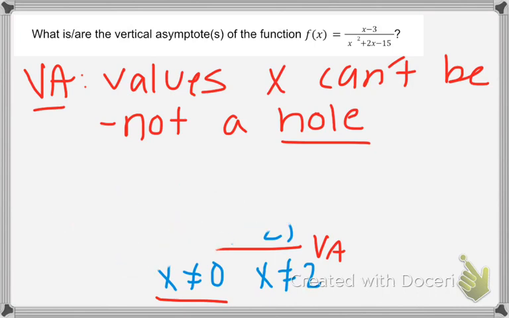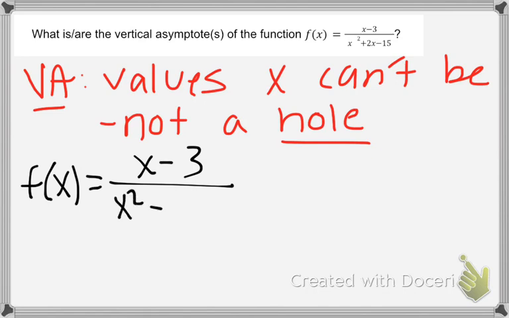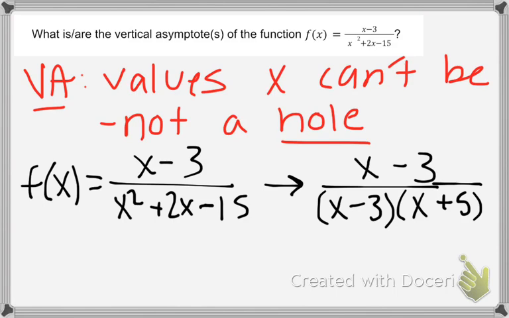So let's go ahead and apply this concept to the problem they give us, which is f of x is equal to x minus 3 all over x squared plus 2x minus 15. So the first thing we want to do is factor our denominator to see if we'll have anything that cancels, and it helps us figure out what values of x will give us 0. So if we factor, we're going to get x minus 3 times x plus 5. And then we'll still have the x minus 3 in the numerator.